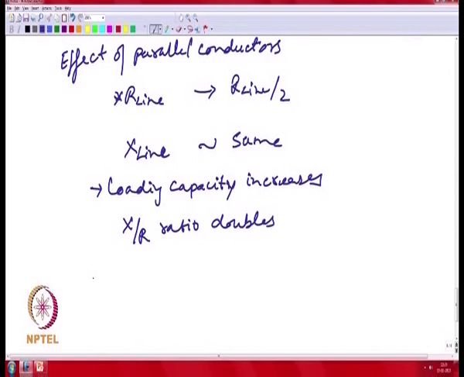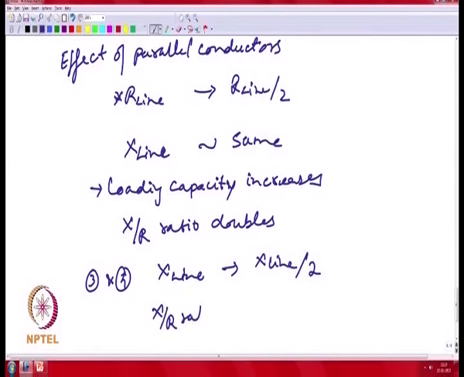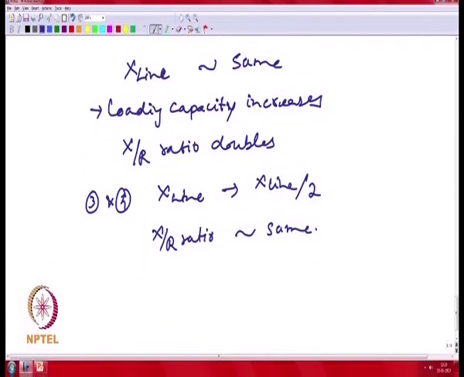whereas in option 3 and 4 your X line would shift to approximately X line by 2, which means that your X by R ratio would stay roughly the same. Okay. So, with this you could then calculate what is your effective, say, resistance of the new line.